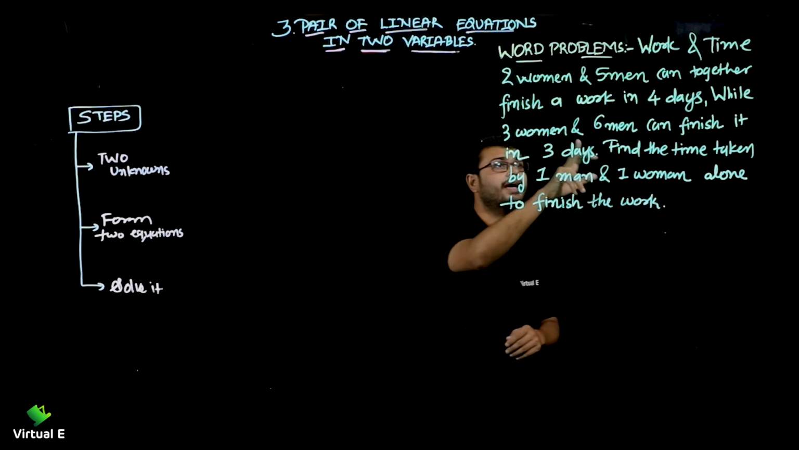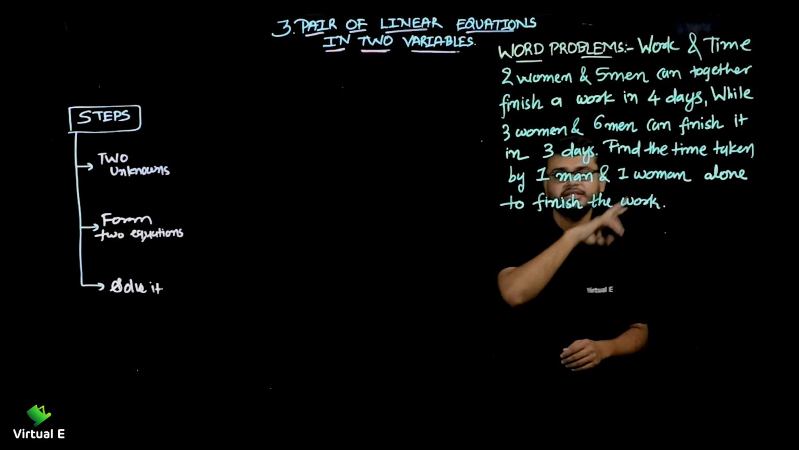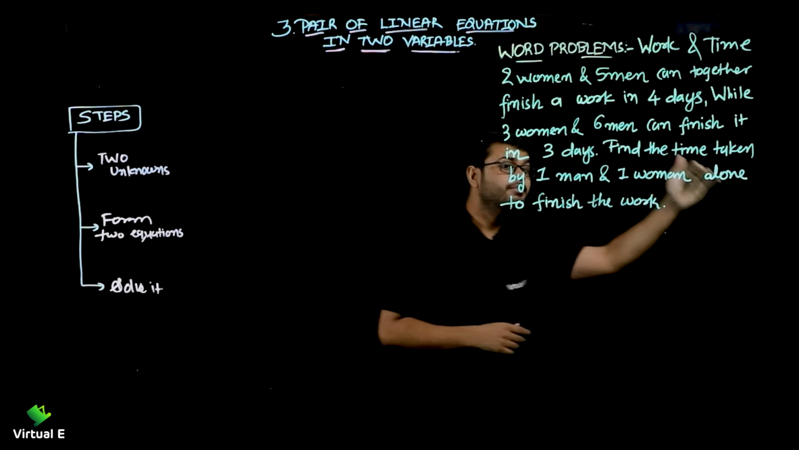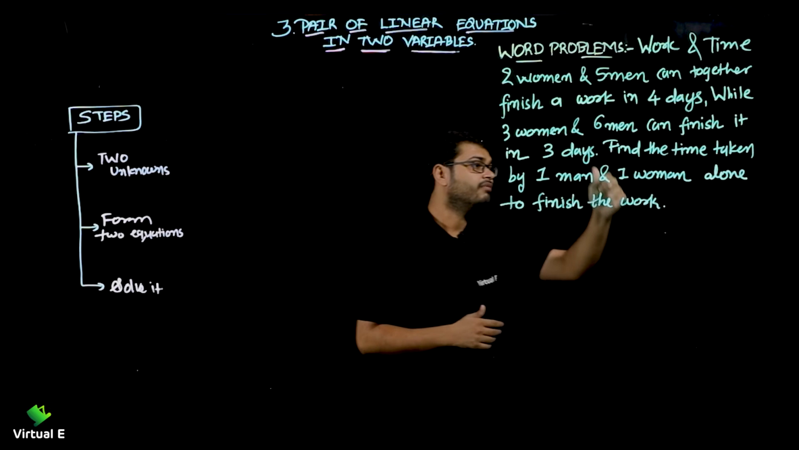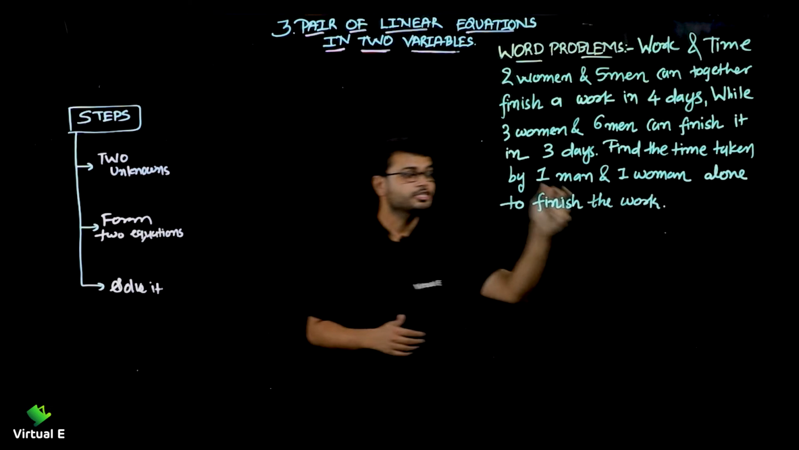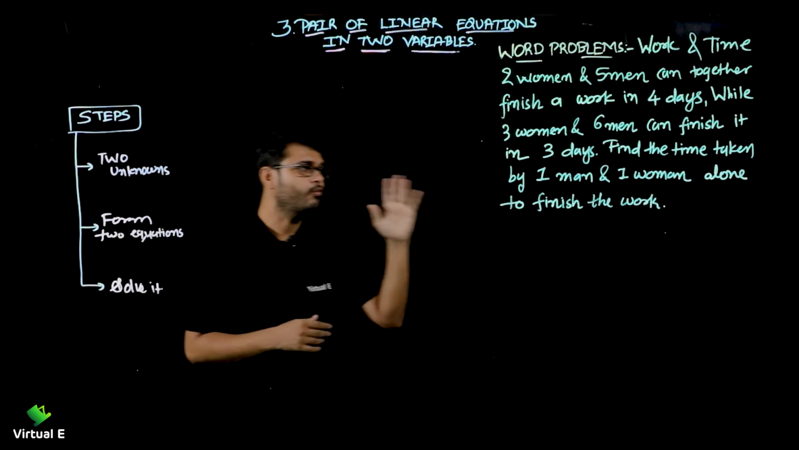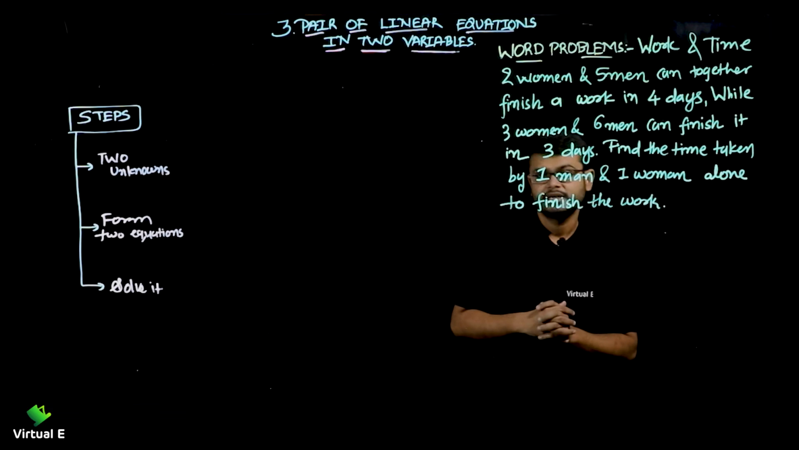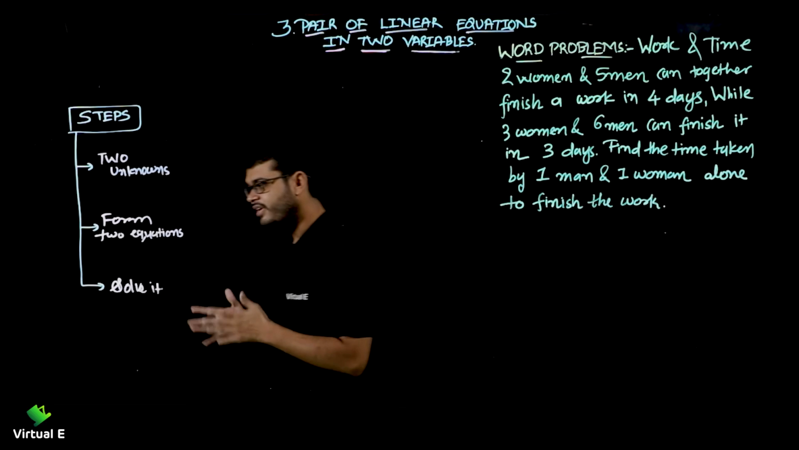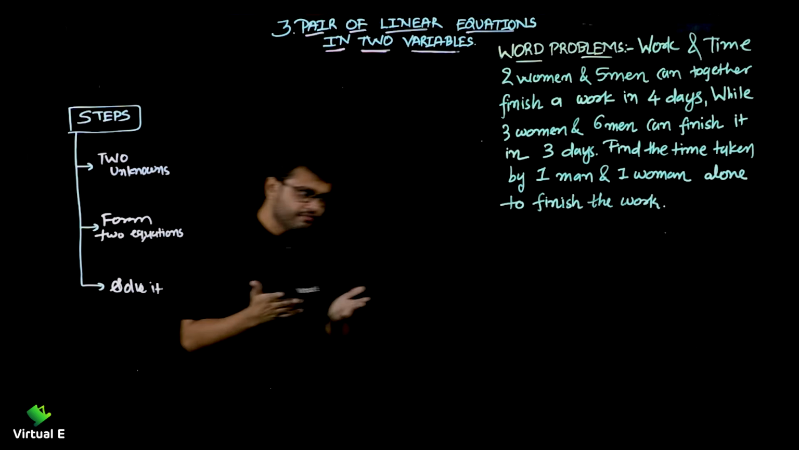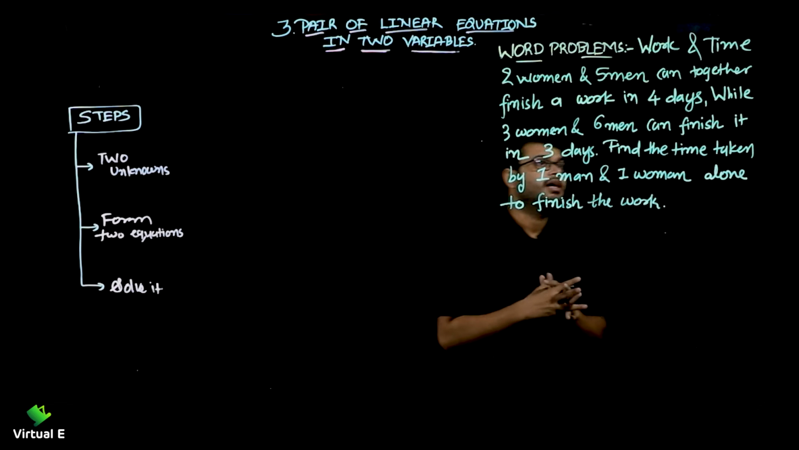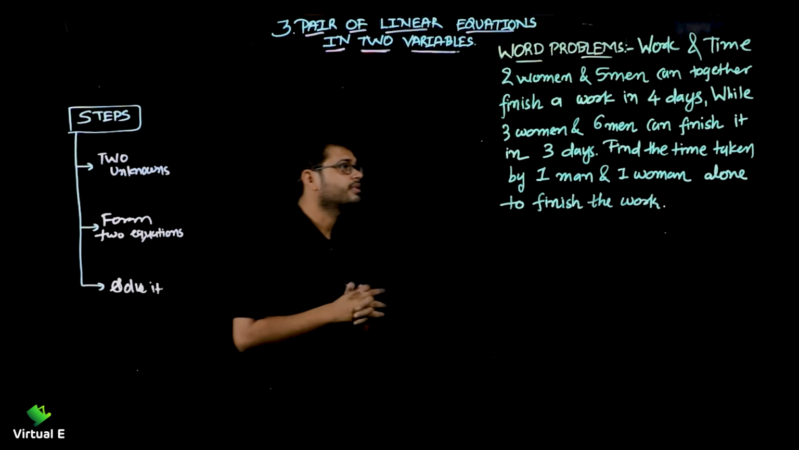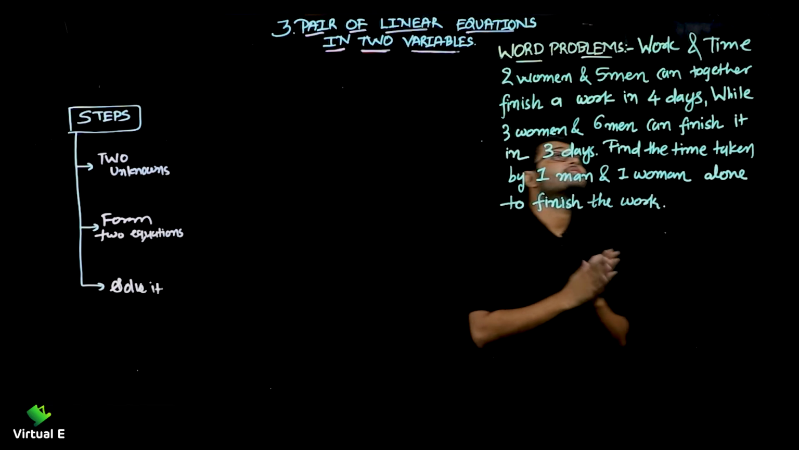While 3 women and 6 men can finish it in 3 days. That's the second condition. Now what do we need to find? Find the time taken by 1 man and 1 woman alone to finish the work. So that is straightforward, it is given. Then we need to find the work done by 1 man and 1 woman. So this is what we want to find. Now think, how can we do it? What is our assumption and how are we going to proceed? Think. Okay, so let's start.